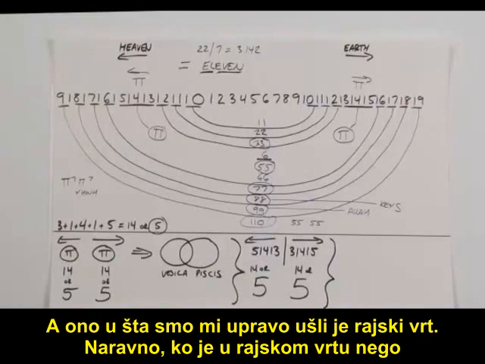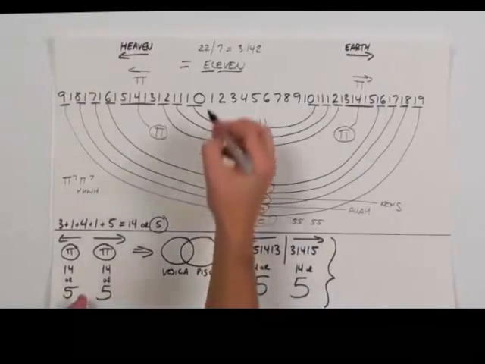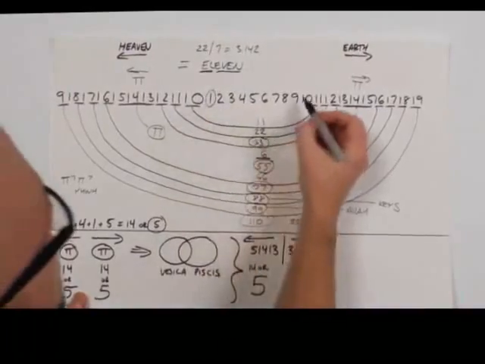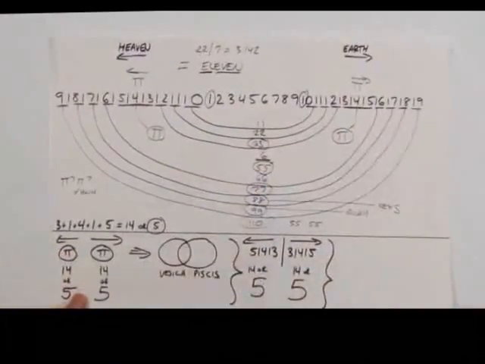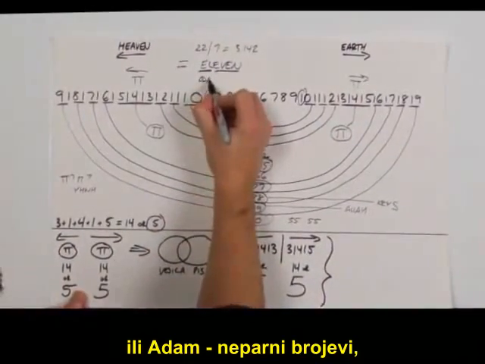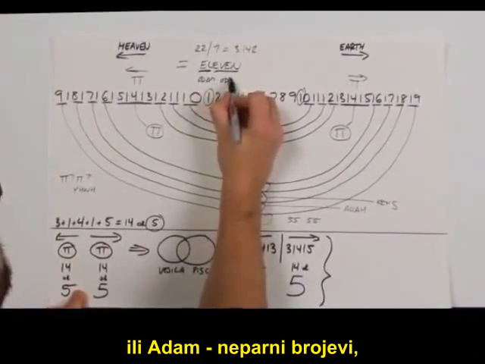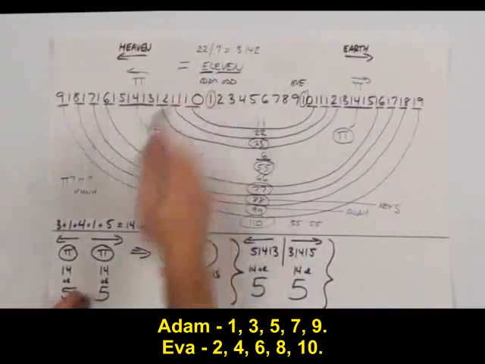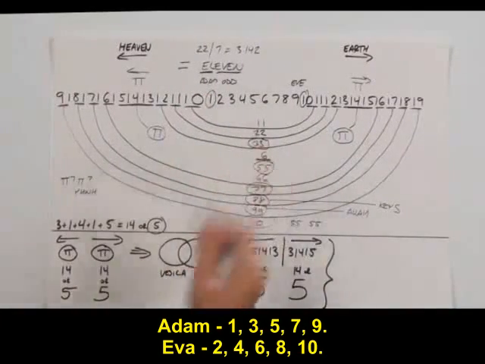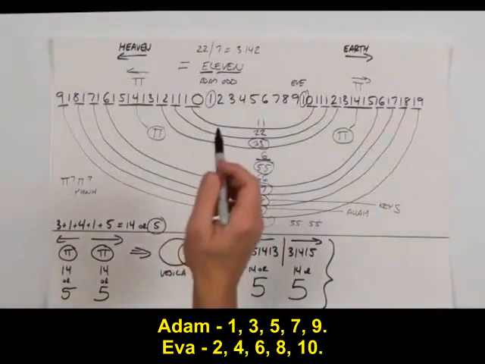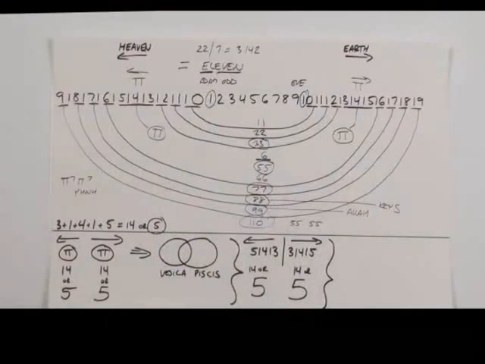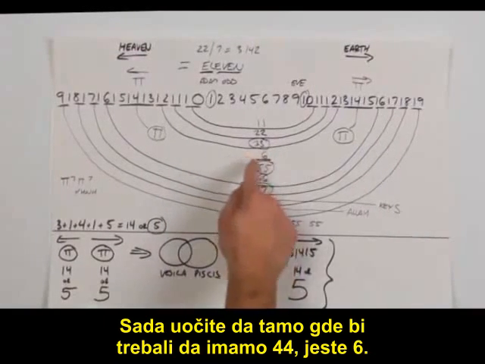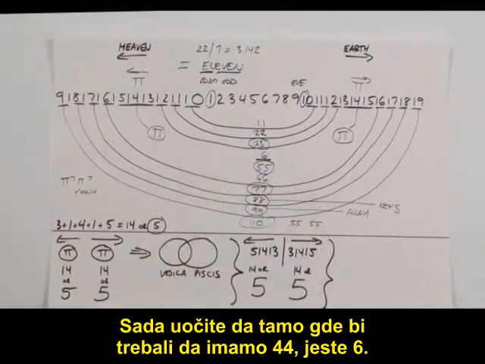And what we just walked into was the Garden of Eden. Of course, who is in the Garden of Eden but Adam and Eve? Or Adam, the odd numbers, and Eve, the even numbers. Adam, 1, 3, 5, 7, 9, and Eve being 2, 4, 6, 8, 10. Now notice, where we should have had a 44 is a 6.